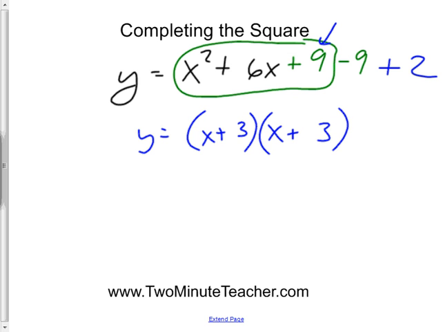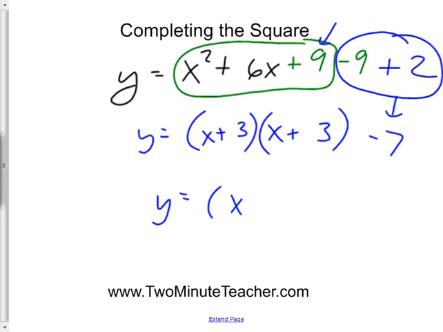All right, and now these two numbers, they make my end. So negative 9 plus 2 is negative 7. All right, put it all together, I have y equals x plus 3 quantity squared minus 7. And that has taken me from general form, which was this original one, down to vertex form.